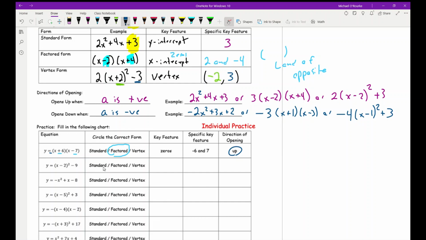So in this next one, we have vertex form. What's that give us? Our vertex. And specifically our vertex is, let's switch it, 2 comma negative 9. Then I look here, that's a plus in front there because it's just a regular 1. So we'd open up. And the last one here, we're in standard form. Standard form gives us our y-intercept. In this case, it would be negative 8 because that's the number right there. And this one's going down because there's a negative in front.